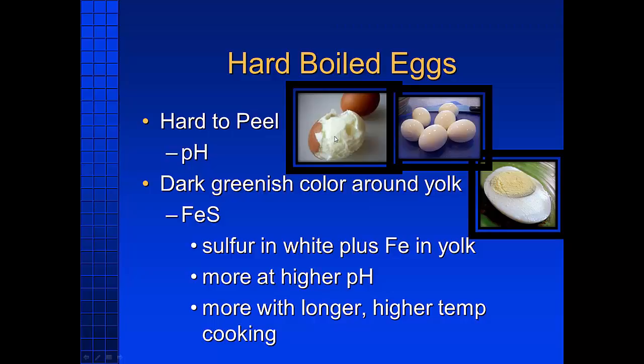The hard to peel quality is associated with the pH of the egg. If the pH of the egg is much below 8.9, then the egg is going to be harder to peel. The higher the pH of the egg, especially if it's pushing a pH of 9, the easier it is to peel. So older eggs have higher pHs, and older eggs are easier to peel.